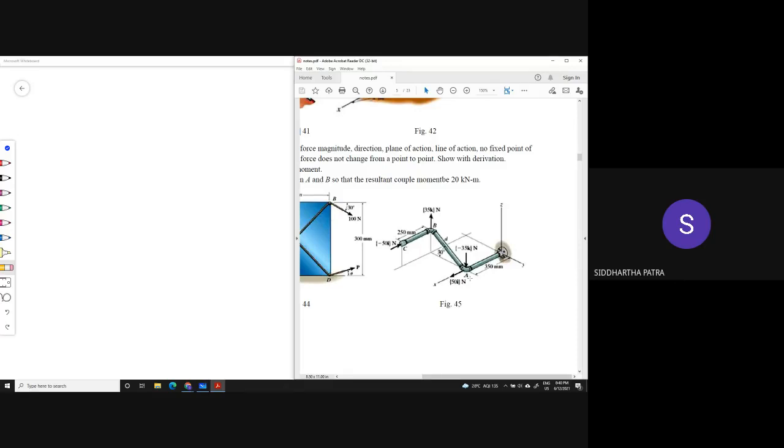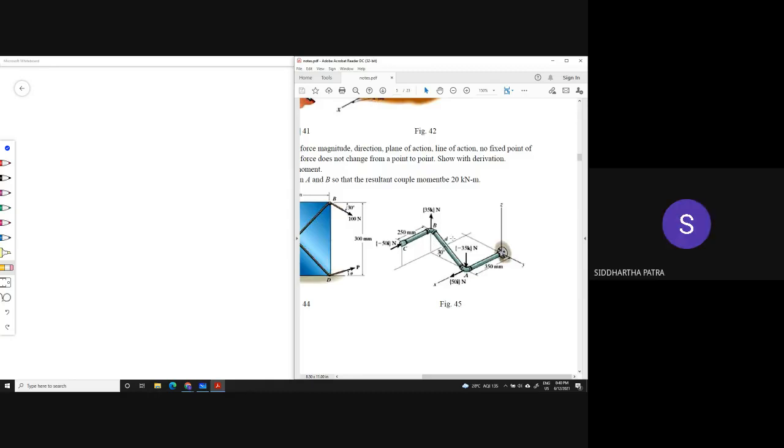These are three-dimensional problems, and yes, you can find out the normal distance between the two forces. That distance is actually going to be this D right here. And then you can find out what is the plane of the couple, and then you can take components and all.